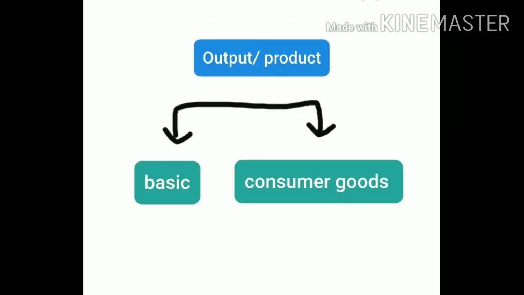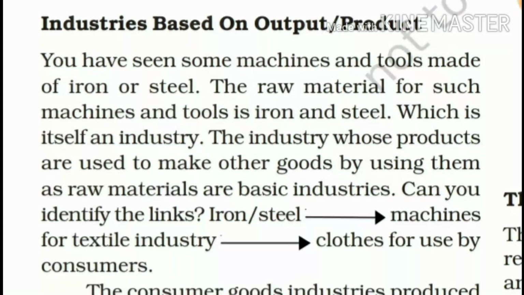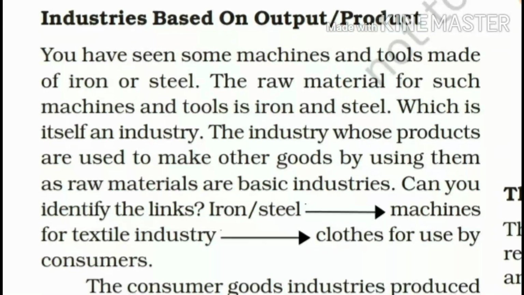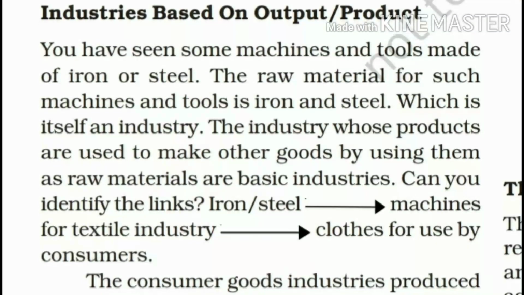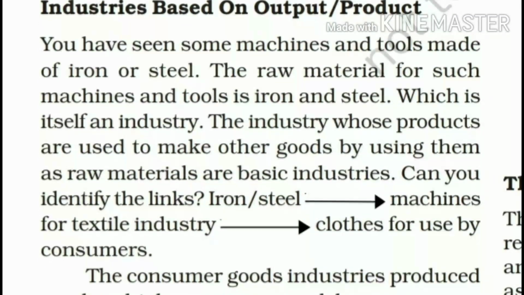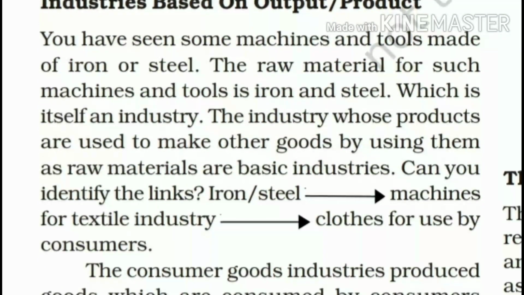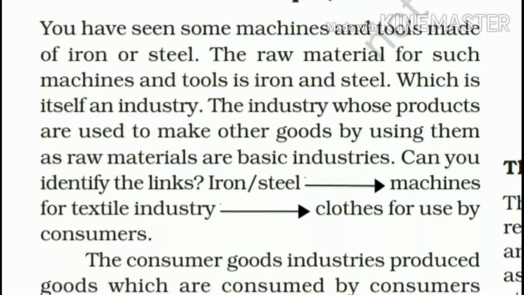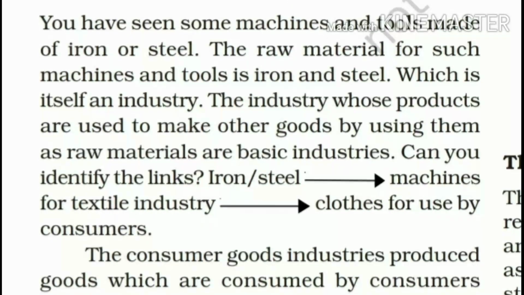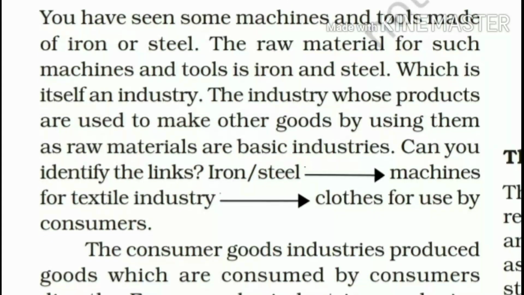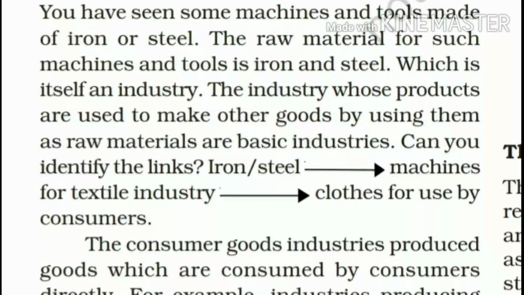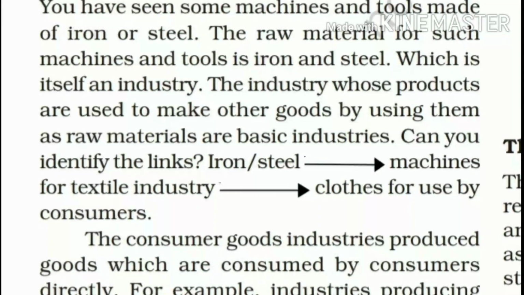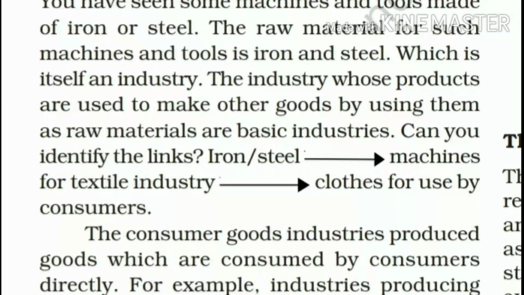Industries based on output or product. You have seen some machines and tools made of iron or steel. The raw material for such machines and tools is iron and steel, which is itself an industry. The industries whose products are used as raw materials to make other goods are called basic industries.